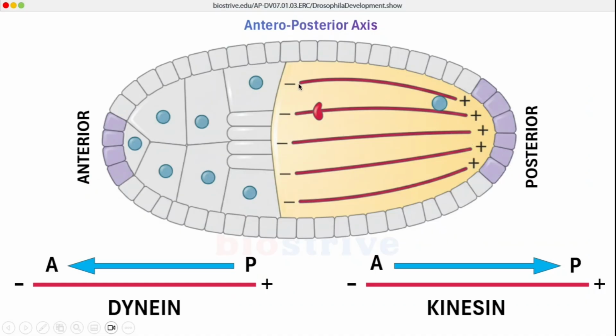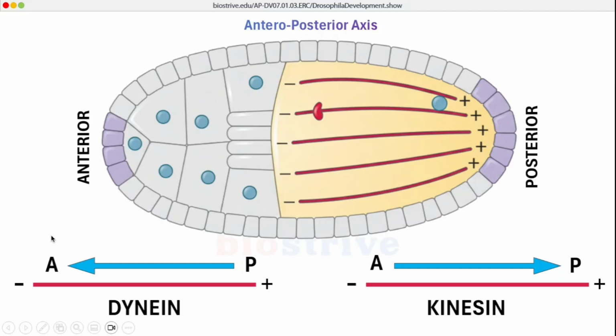So this is the reorganized microtubule cytoskeleton by the action of PAR1, and the negative end is toward the anterior portion, and the positive end of these microtubules is toward the posterior portion of this developing oocyte. There are two types of motor proteins which are important in this development. The first one is kinesin and the second one is dynein.